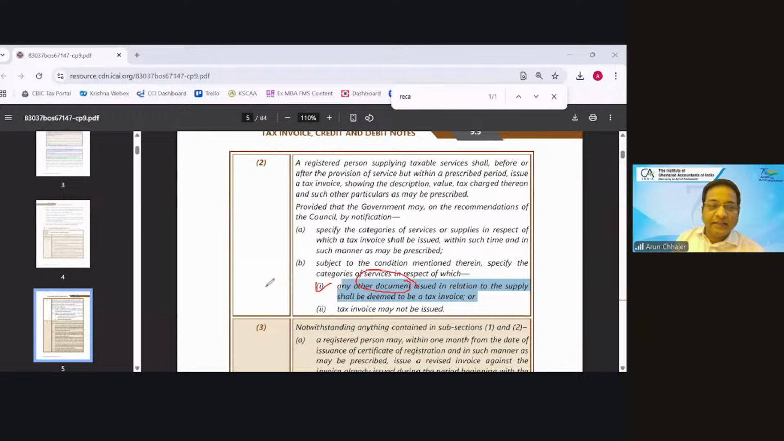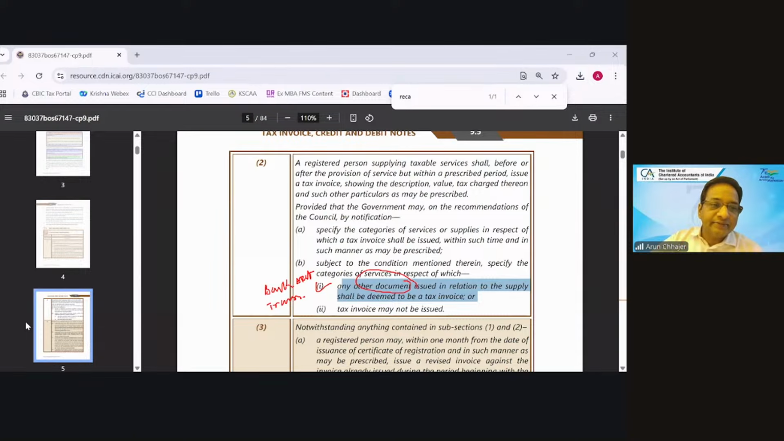Correct. Like bank statement. Correct. Like transportation of passenger service. In all cases, they are saying ticket is considered as tax invoice. From where they are getting the power? 31 subsection 2.